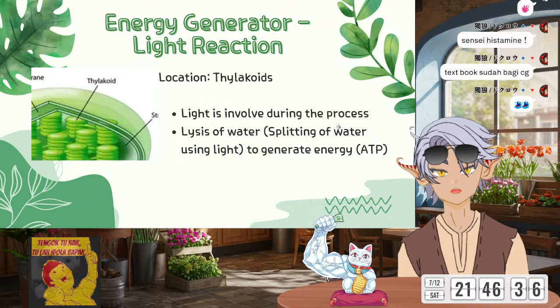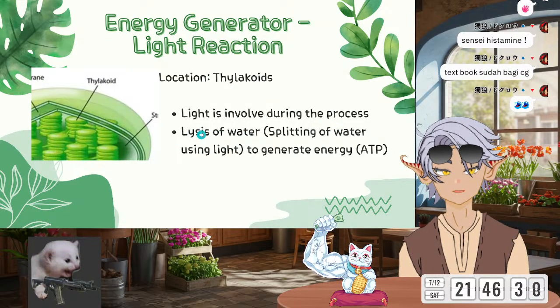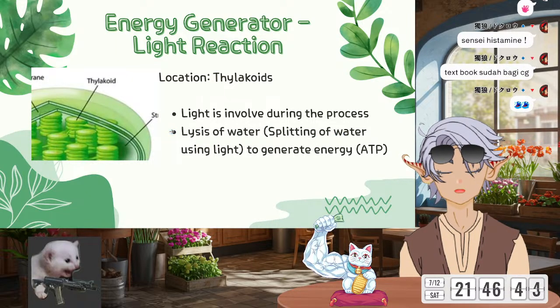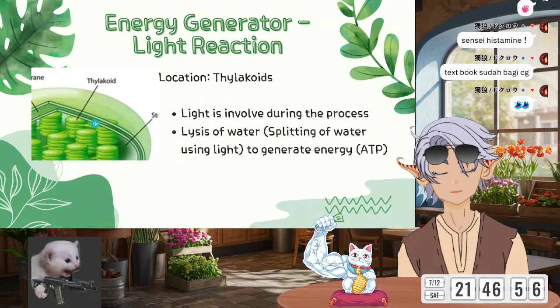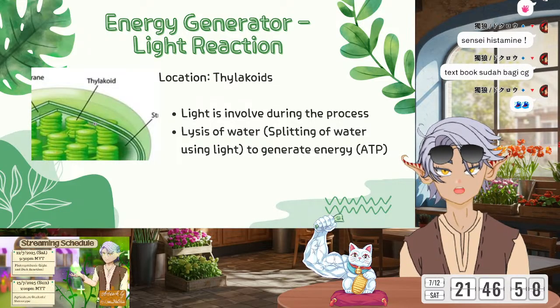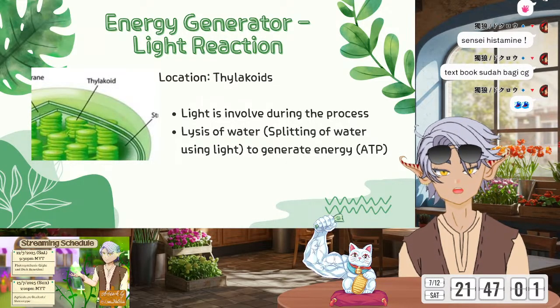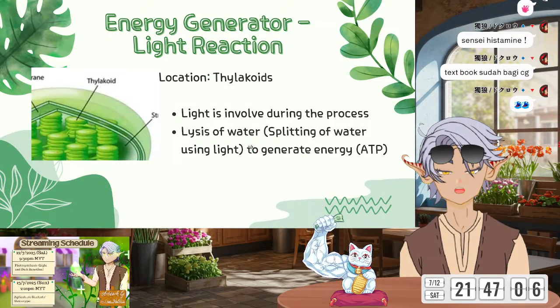Okay, to break down water. So lysis of water is an important point here. The lysis of water is like splitting the water. Water, as we know, is H2O. The photosystem in thylakoid will split, like you chop the water and give energy. They will chop the water and get energy through some process that is too complex.